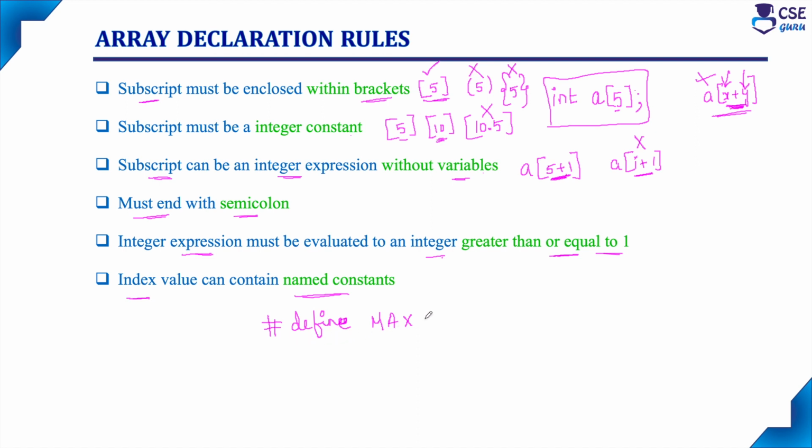Hash define MAX 10. After giving this defined constant, we can specify int a of 2 plus MAX. So this index value can be a named constant. Keep in mind, we should not allow any variable expression as a subscript during declaration. That will raise an error. Variable expressions during execution of the program, we can use with the array. So these are all the rules we need to follow while declaring an array.